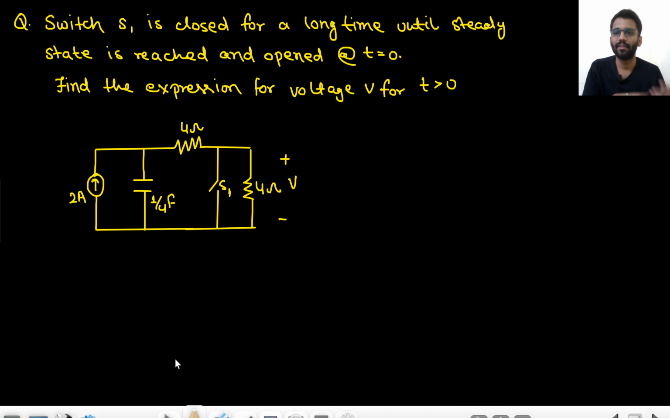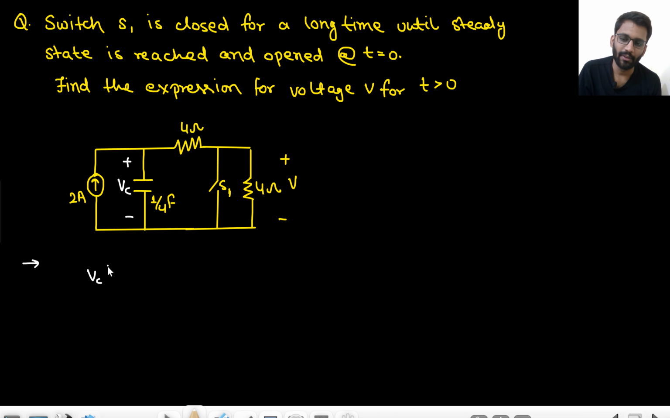So now let's solve this problem. The switch S1 is closed for a long time until steady state is reached and is opened at t equals to 0. Find the expression of voltage V for t greater than 0. Okay, so what is happening? Steady state is already reached. Let's just call this value as Vc.